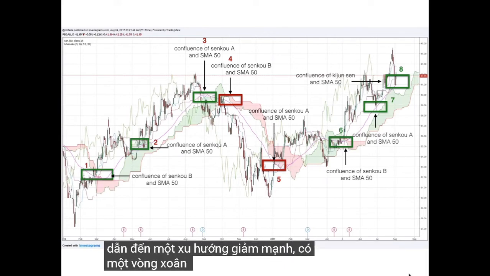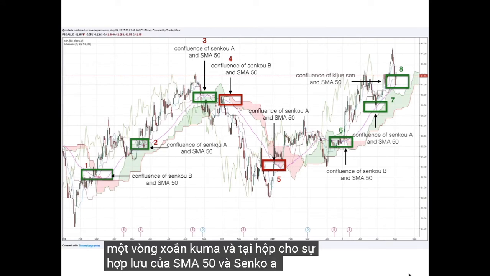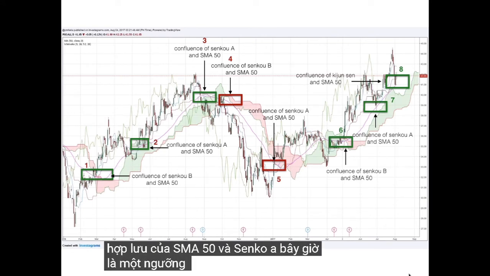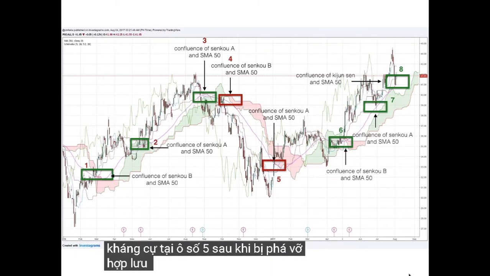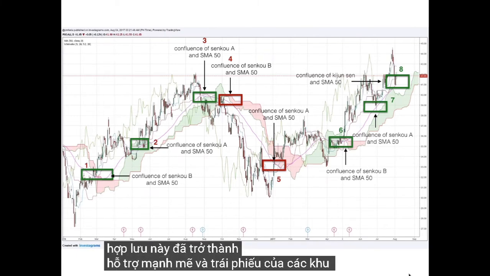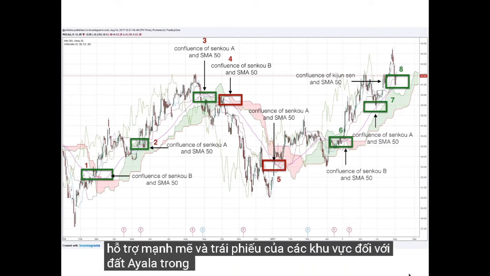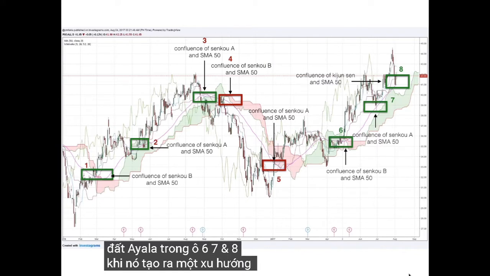There was a Kumo twist, and at box 4, the confluence of SMA 50 and Senkou A was now a resistance. It continues to be a resistance at box number 5. Once broken, this confluence had become strong support and bounce-off areas for Ayala Land in boxes 6, 7, and 8 when it made a strong uptrend.